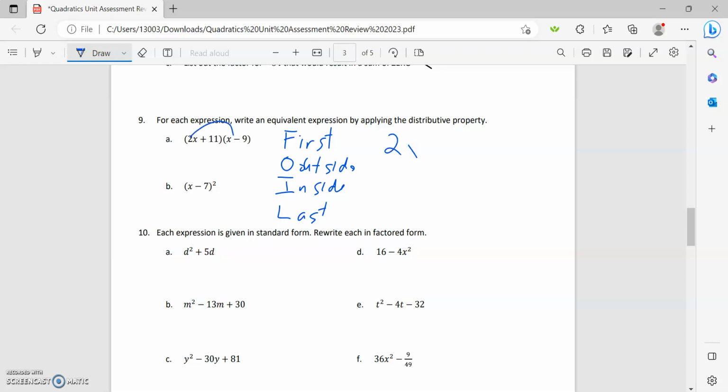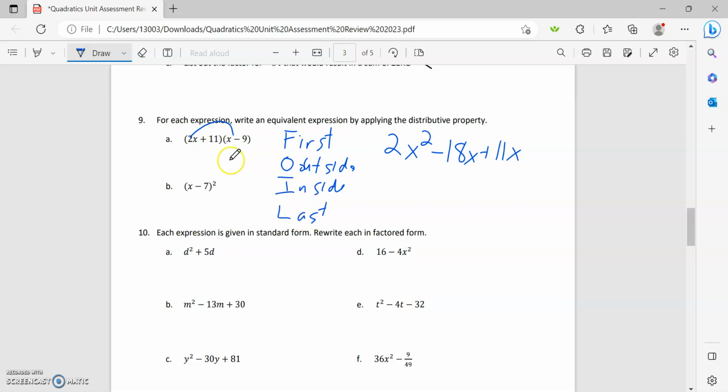So I get 2 times x squared. So first, meaning the first term of each parentheses, multiplied together, 2x times x is 2x squared. O for outside means my outside term of this parentheses to this means 2x times 9. I get plus 18, minus 18x. My I means inside, so now I take my inside two terms, 11 times x, so plus 11x.